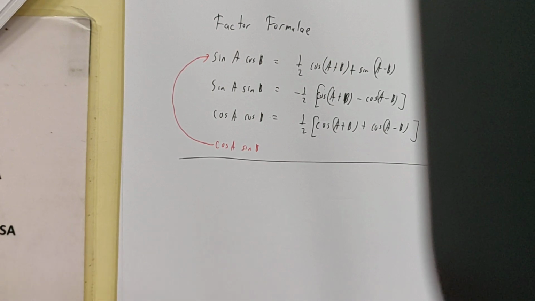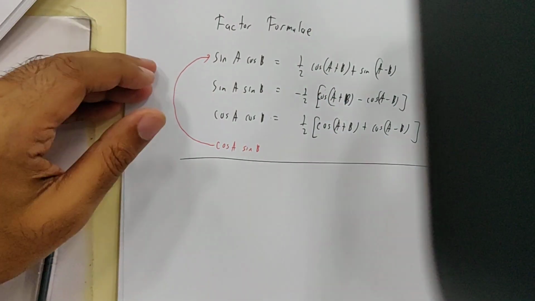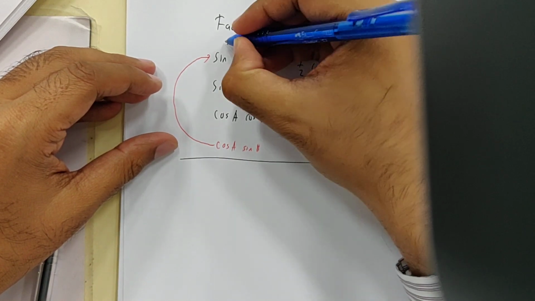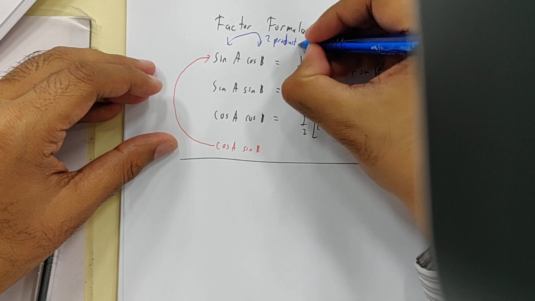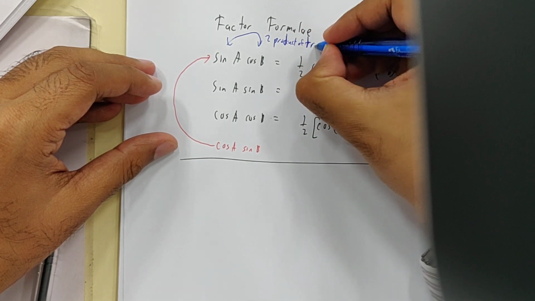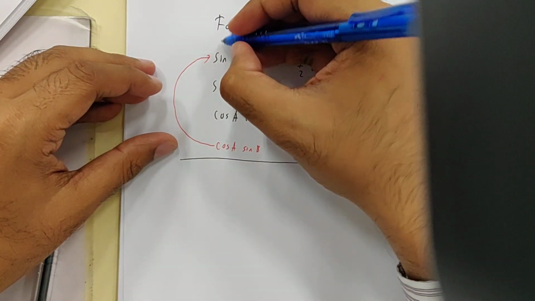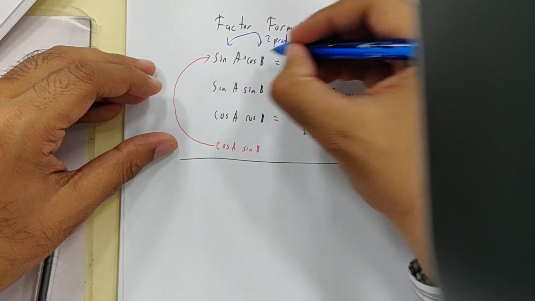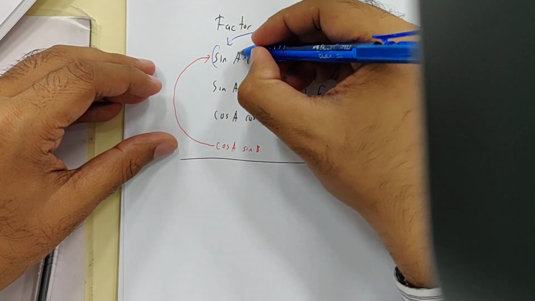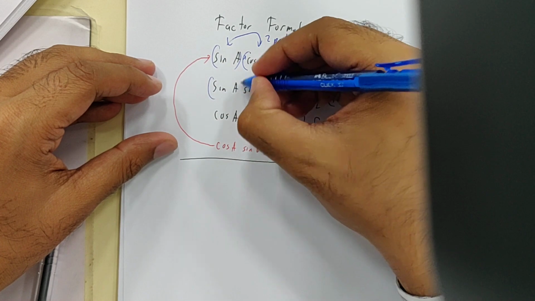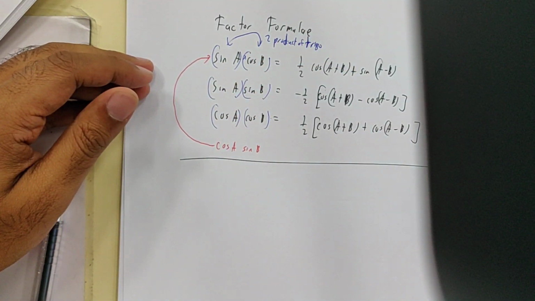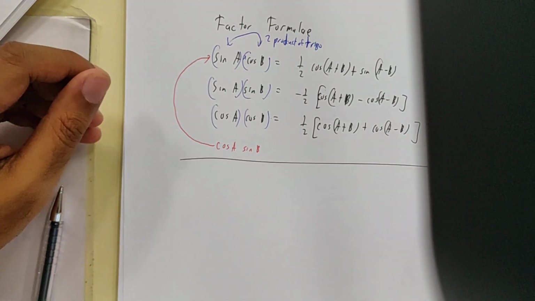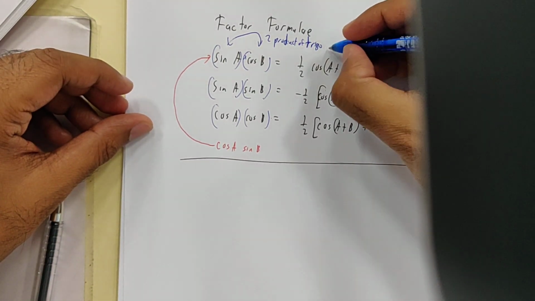So when do we use factor formulae, sir? We use factor formulae when we got a product of trigo, as you can see here: sine A times cos B, sine A times sine B, cos A times cos B. When you see two products of trigo with different angles.